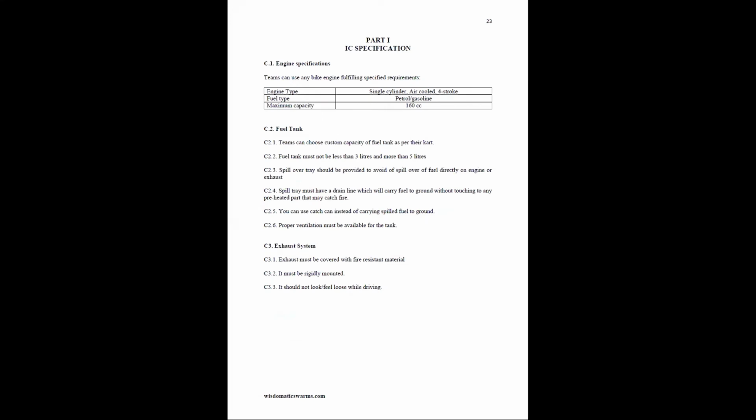So now we'll talk about the IC specifications. The engine type should be a single cylinder air cooled four stroke engine. Fuel type is petrol. The maximum capacity is 160 cc. The fuel tank should not be less than 3 liters and not more than 5 liters, because a 5 liter or 3 liter tank is sufficient for the go-kart events.